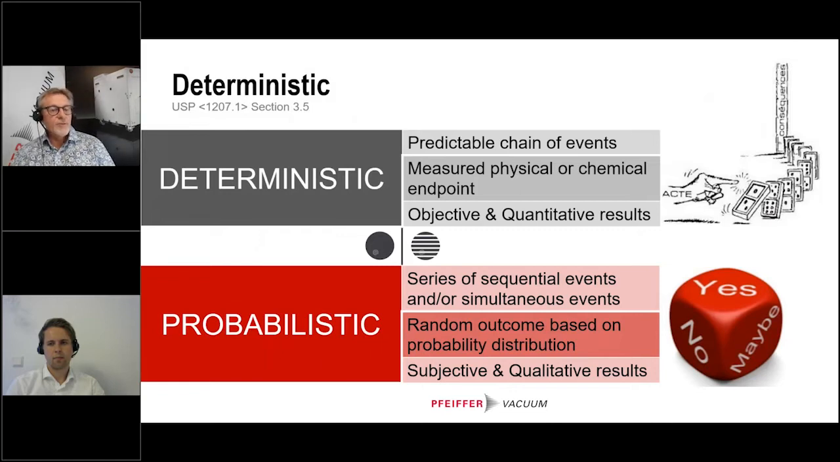Just to clarify, deterministic can be defined versus probabilistic. Something which is deterministic is predictable by a chain of events. You know you can predict what will happen because everything is under control. And this is performed by measuring either a physical or chemical endpoint. As a result, we get objective and quantitative results, which is just the opposite of so-called probabilistic methods, as the blue dye or the microbial ingress test are.